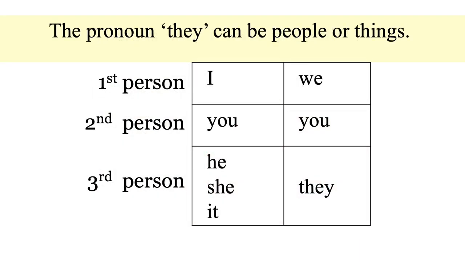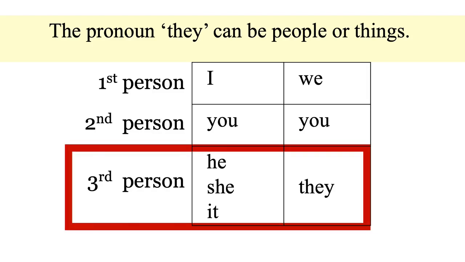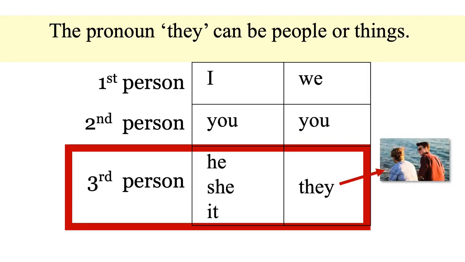Also, the pronoun they can be people or things. Notice that he, she, and it are the singular form of the third person, but the plural form is just they. That means that they can be two friends, or they can be 5 books. They can be girls or boys or things. Now let's look at how we use the pronouns.